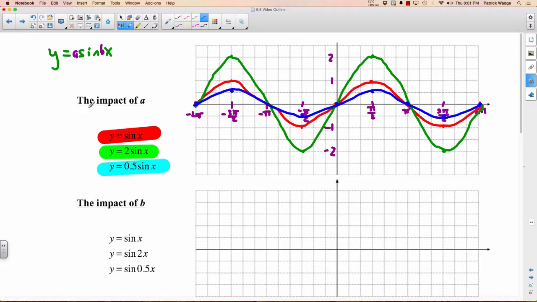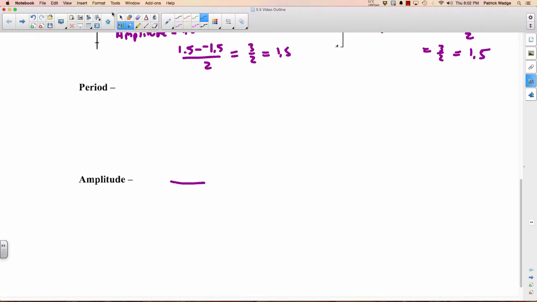There you go. So what's the impact of A? Basically what A does is it changes the amplitude. And what you might also notice is, what's the amplitude of the red one? The red one's amplitude is 1. What was the A value in that case? 1, right? There's a 1 right there. What's the amplitude of the green one? The amplitude is 2. What's the A value? 2. What's the amplitude of the blue one? Half. What's the A value? Half. Oh, so this is a very easy way to figure out the amplitude if you just have the formula.